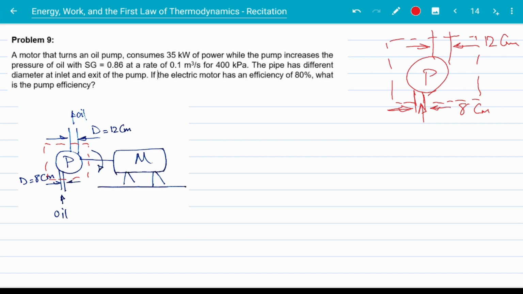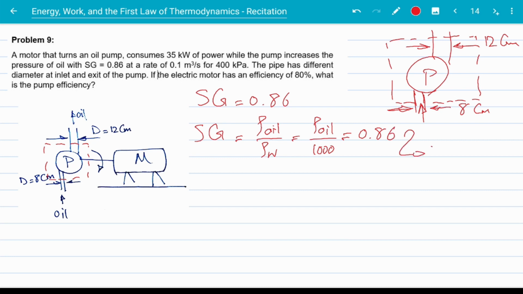A few things to clear before moving forward. We need to find the density of the oil. It is given as a specific gravity. So SG of the oil is given as 0.86. Now remember that the specific gravity is the density of oil over the density of water, which is the density of oil over 1,000 kilograms per meter cubed, equal to 0.86. So the density of the oil is 860 kilograms per meter cubed.